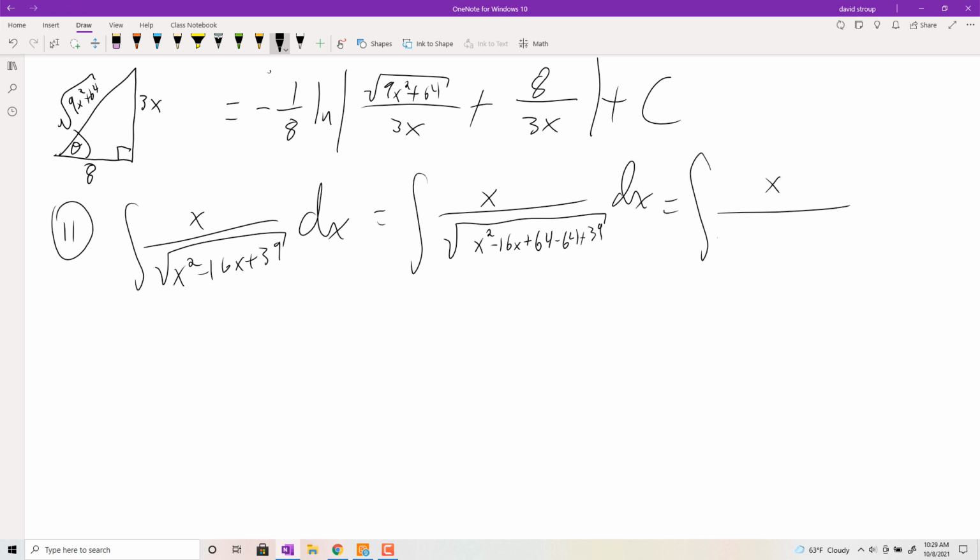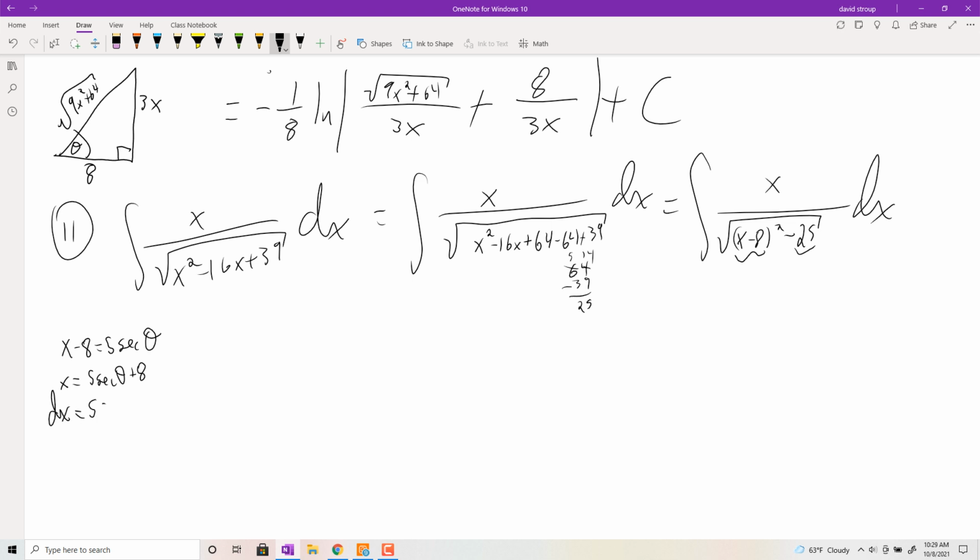That will be the integral of the square root of x minus 8 squared minus, well, that's nice of them, 25. Then my u this time is the x minus 8 stuff, and the a is 5. It's a secant version. So we have x minus 8 equals 5 secant theta. I'm going to solve for x to get my differential. So 5 secant theta plus 8. So dx looks like it's going to be 5 secant theta tan theta.